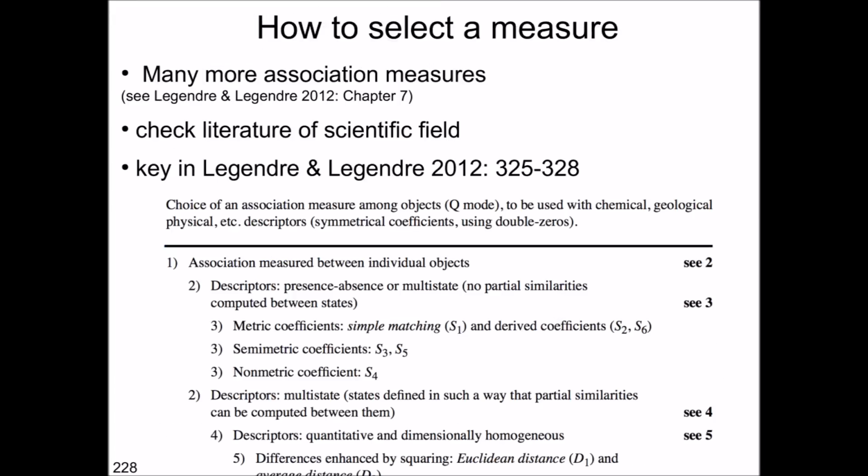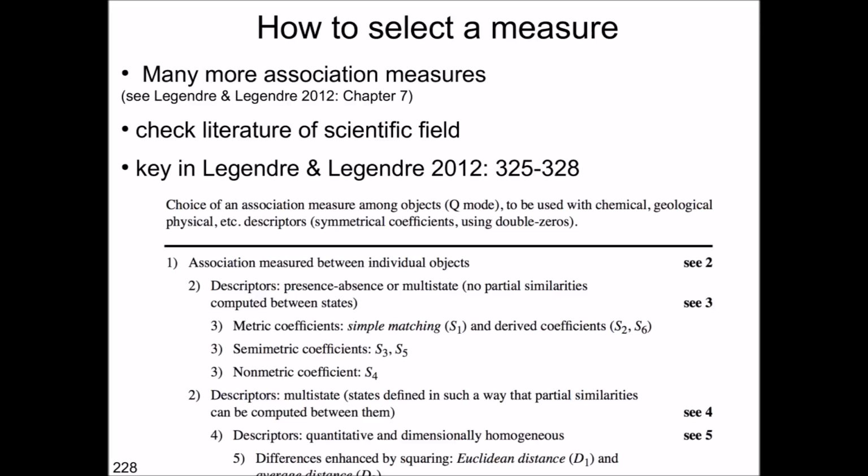We have just discussed a few similarity measures, just two widely used measures for abundance and for binary data, and there are many more association measures that we don't discuss in this course. See the Legendre 2012 textbook, chapter 7, for an overview of 20 to 30 different distance measures. Now you might want to ask, how do I select a distance measure or a similarity measure?